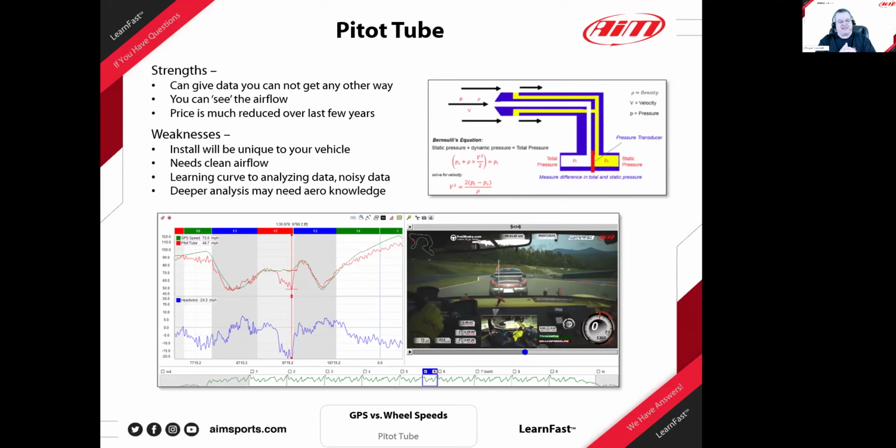The strengths of that is it can give you data you can't get any other way. We're always wondering why that top speed was higher on this one. Was it part of a draft? Was there a headwind on the 2 different directions of the track? It's going to answer some of these questions for you that you can't get any other way. You can see the airflow, right? You're going to get that information.